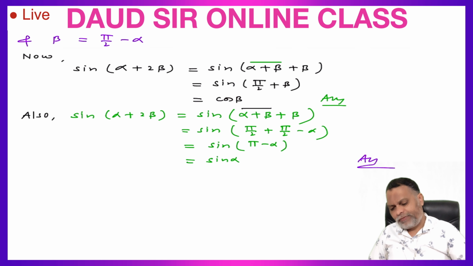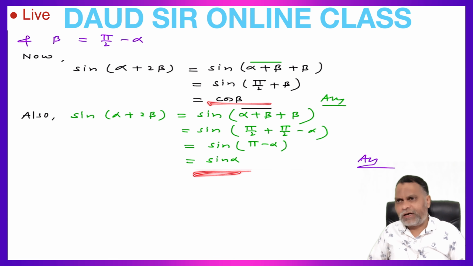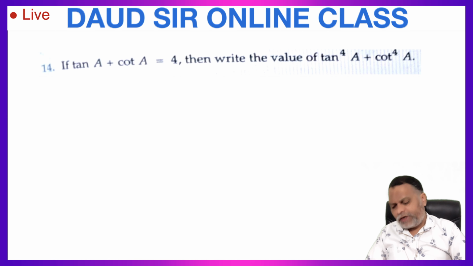This is cos beta and this is sin alpha. One time we solved in terms of beta, one time we solved in terms of alpha. Both values are correct.